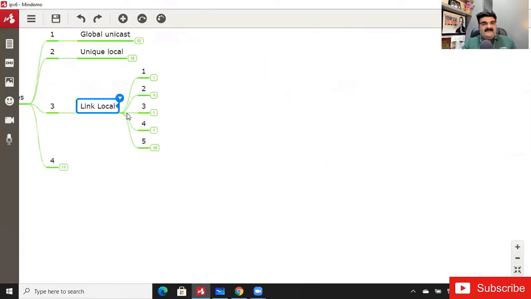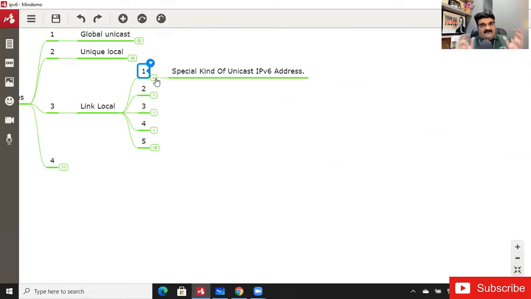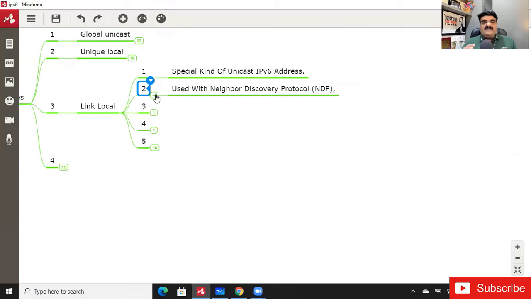Okay, now we are going to talk about the third one: the link local address. A link local address is like an automatic address. When you configure any IPv6 address, this will be automatically configured with IP version 6. This is a special kind of unicast IPv6 address used with the neighbor discovery protocol. Now, what is this neighbor discovery protocol? I am going to explain to you. This is the really important topic of the day. We will talk about it today itself, don't worry.